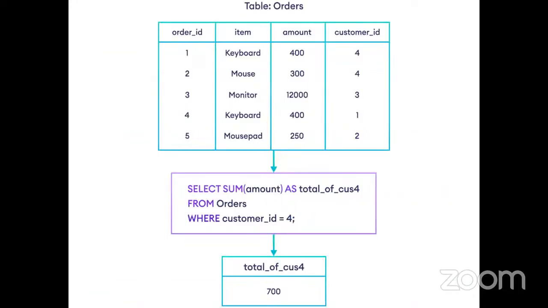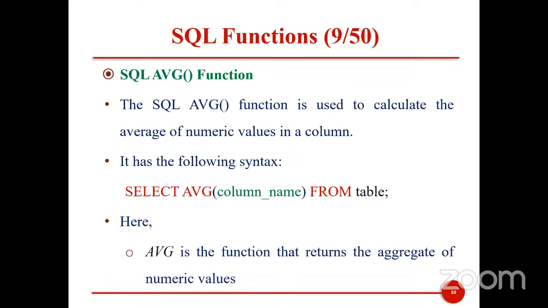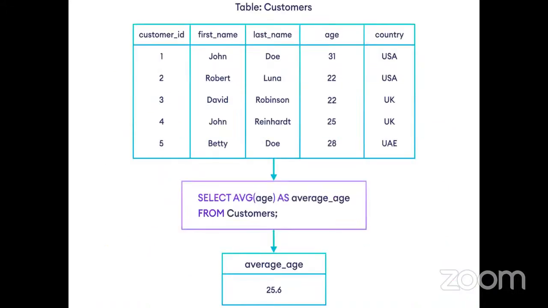because you have decided to use the alias AS. Then we also have the AVG function. The AVG function, or the average function, is used to calculate the average of numeric values in a column. For example, SELECT AVG(column_name) FROM table. The simplest example here is if you want to get the average age, you can write SELECT AVG(age) AS average_age FROM customers. Then you should be able to get the average of the ages of the 5 customers. It will give you the result in this form.